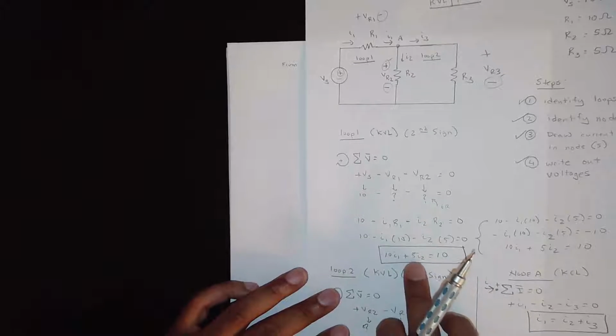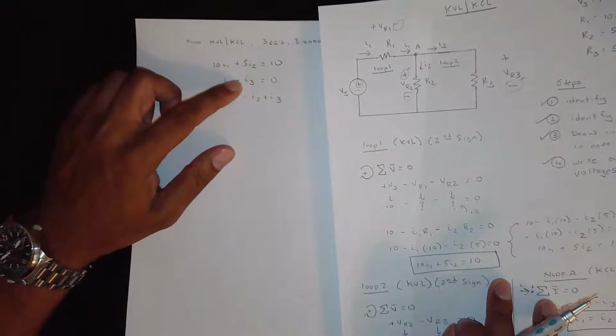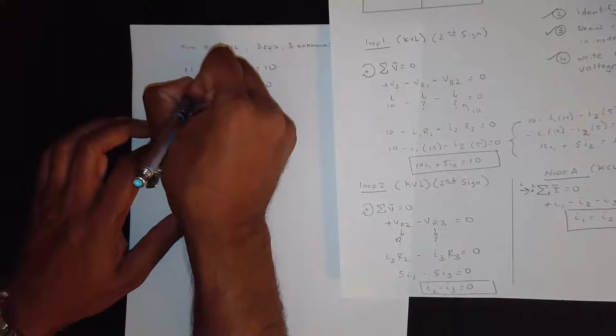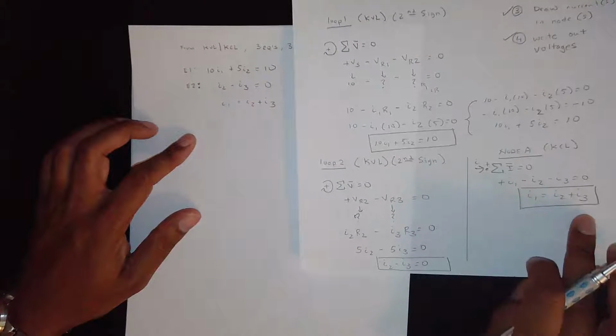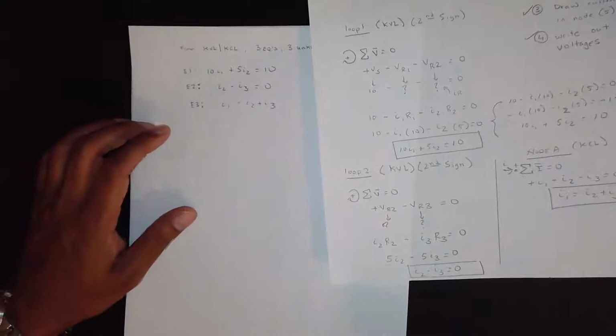What you want to do is take these equations and write them down. 10I1 plus 5I2 is equal to 10. I'm going to call this equation 1, E1. Now, this equation, I2 minus I3 is equal to 0, is my equation 2. And I1 is equal to I2 plus I3 is my equation 3. Equation 1, equation 2, equation 3. How do I solve it?